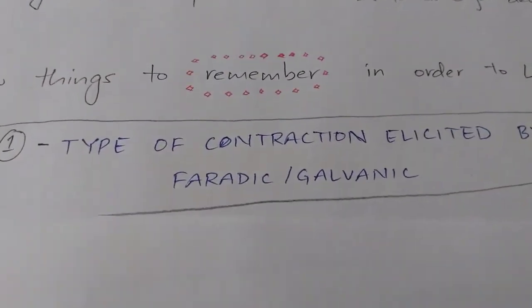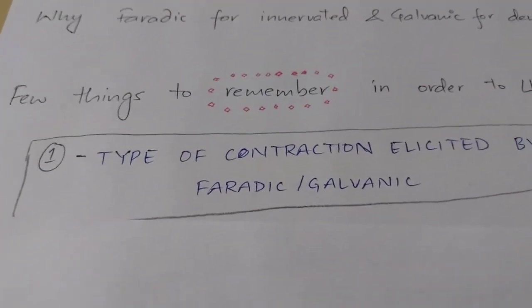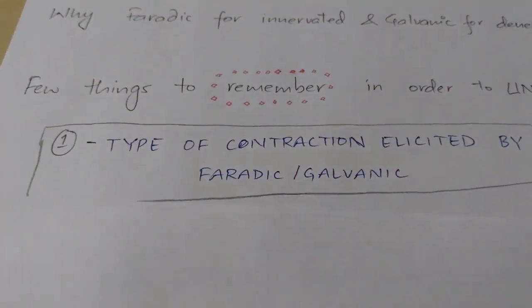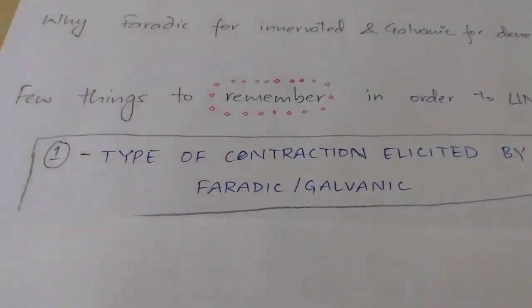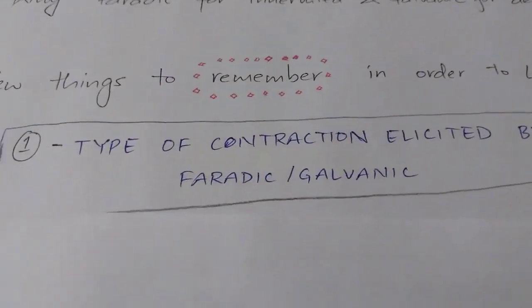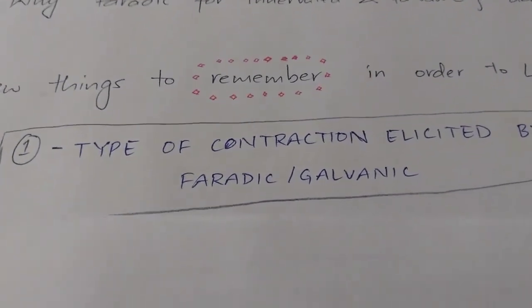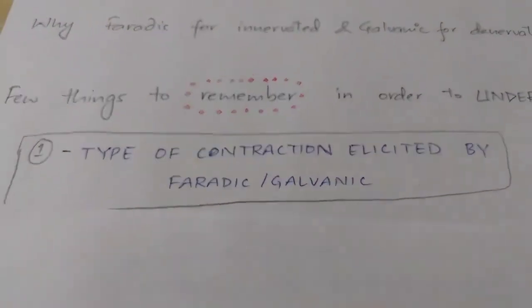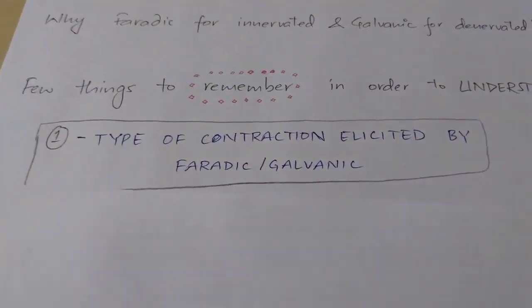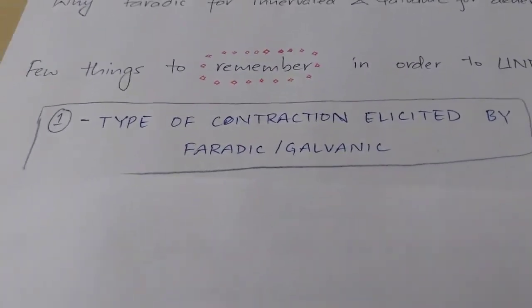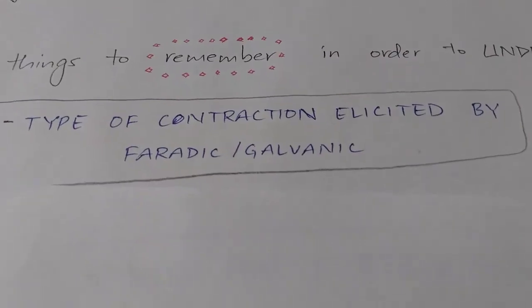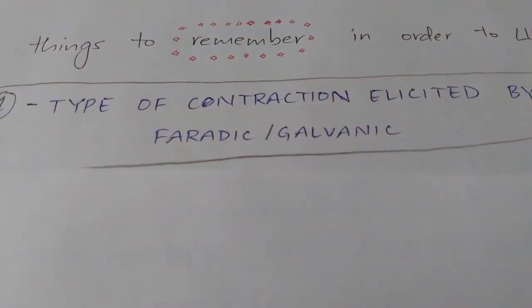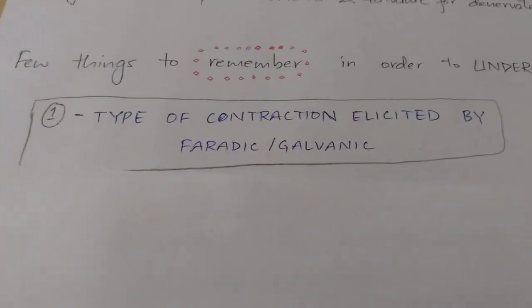If we use Faradic in case of innervated muscle, it will produce tetanic contraction, and the galvanic one will produce brisk contraction in case the muscle is innervated. So why does the Faradic produce tetanic and why does the galvanic produce brisk contraction in case of innervated muscle will be the topic for discussion for our next video. Now, this is one thing to remember. Faradic current produces tetanic contraction in case of innervated muscle, and galvanic produces brisk contraction in case of innervated muscle.